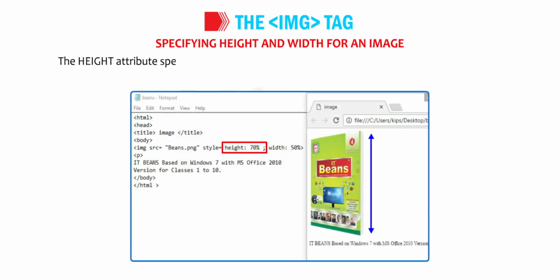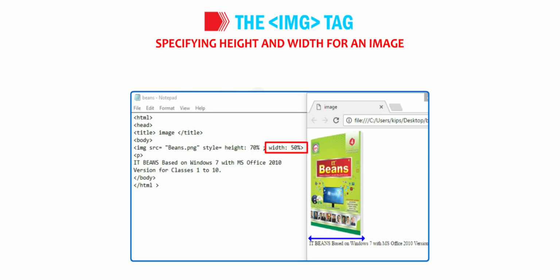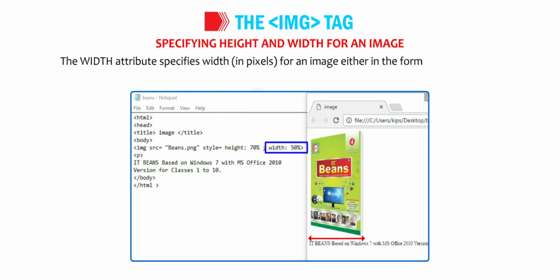Specifying height and width for an image. The height attribute specifies height in pixels for an image either in the form of an integer or a percentage value. The width attribute specifies width in pixels for an image either in the form of an integer or a percentage value.